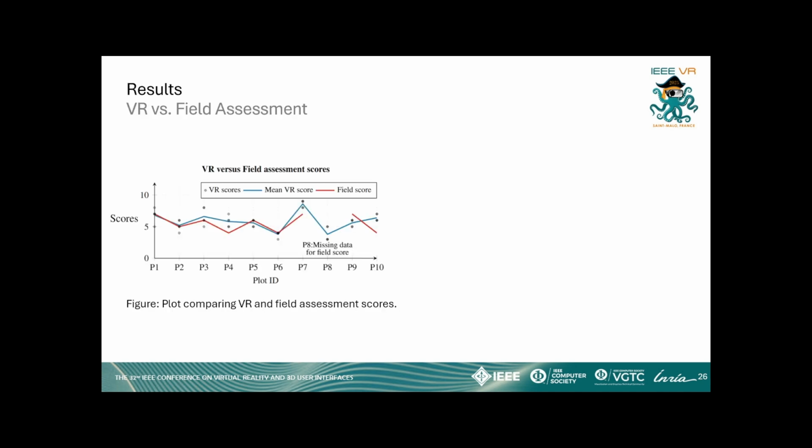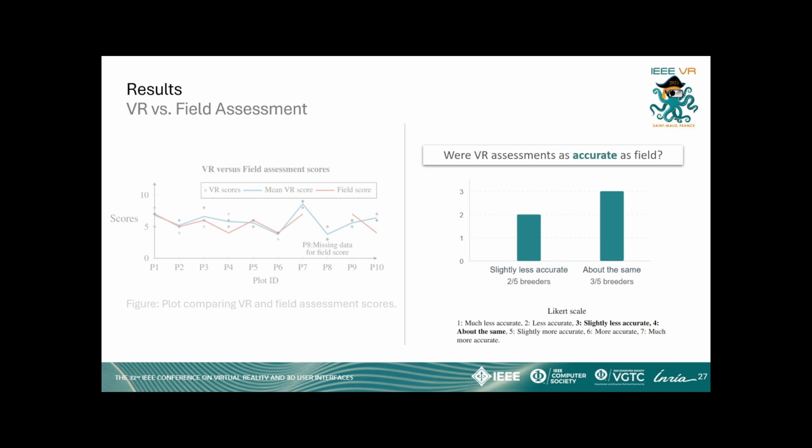We then compared the mean VR scores of participants with available field assessment data from a single breeder. For 4 out of 9 plots, the VR scores closely matched the field scores. When asked about the perceived accuracy of the VR assessment compared to the field, the responses were mixed but generally positive. 3 users rated the VR assessments as equally accurate, while 2 perceived it as slightly less accurate than field assessments.